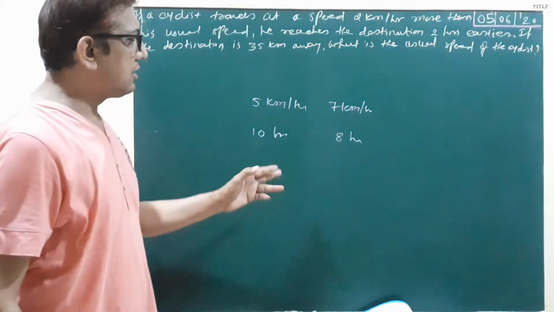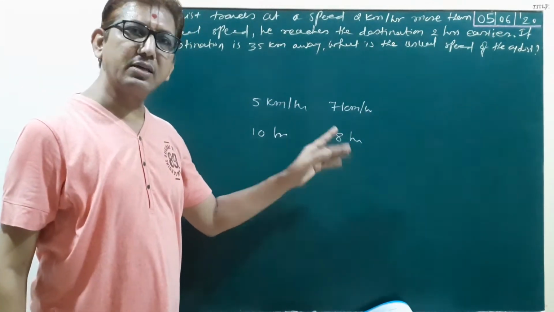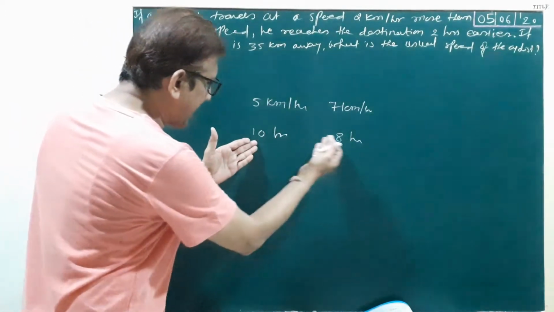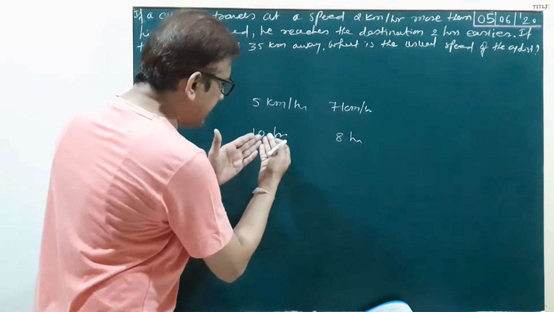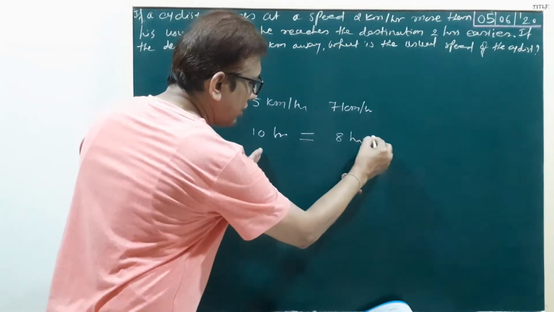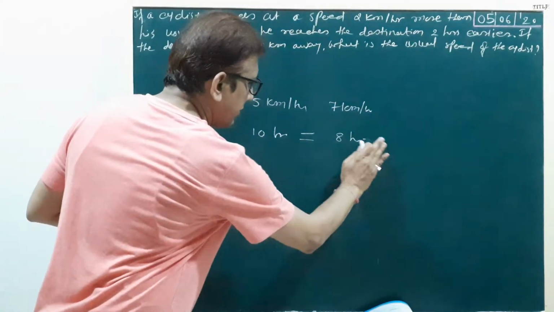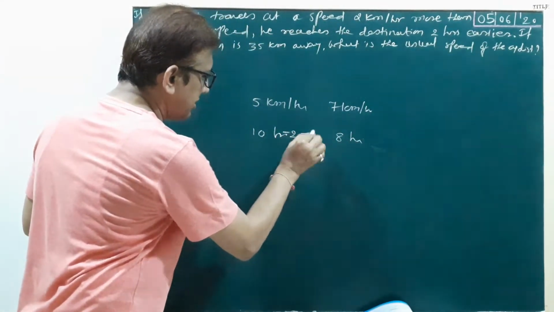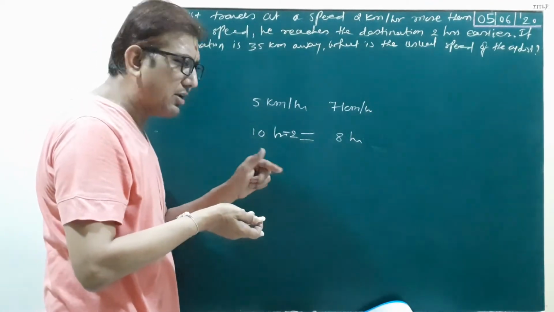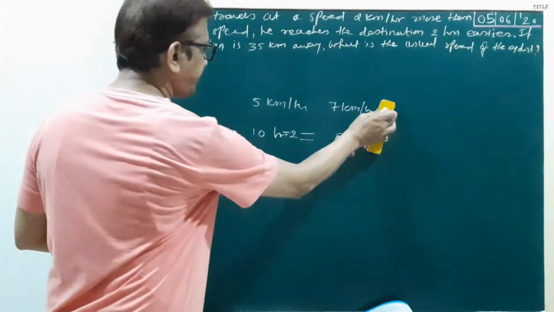So naturally, if his speed increases, the time to reach the destination decreases. Now compare these two quantities, here 10 and here 8. To make them equal, either add 2 here, or the other possibility, subtract 2 here. Both are the same. I explained this in the last video lecture already. Clear? Okay.